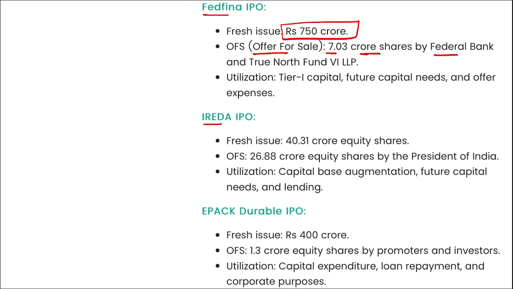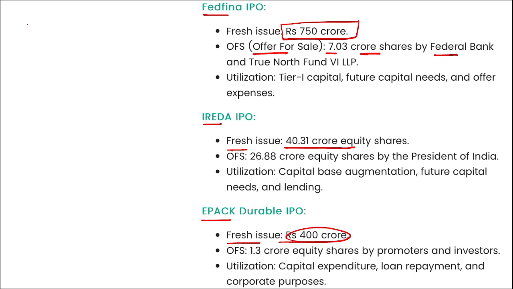Then IREDA IPO fresh issue is for 40.31 crore equity shares, and for EPAC the fresh issue is 400 crore rupees. And the last is Suraj Estate, fresh issue is up to 400 crore rupees. Then if we talk about SEBI, chairperson is Madhabi Puri Buch. Headquarter is in Mumbai, Maharashtra, and it was established in 1992.